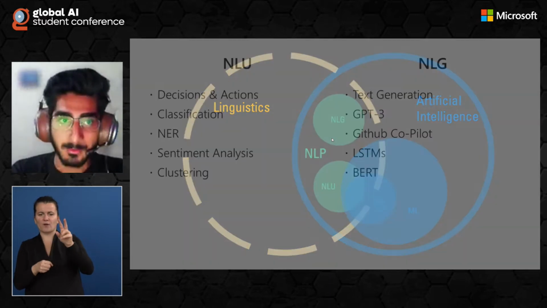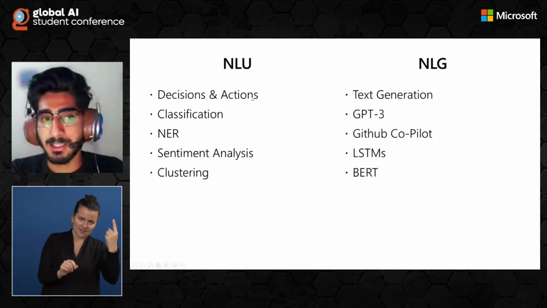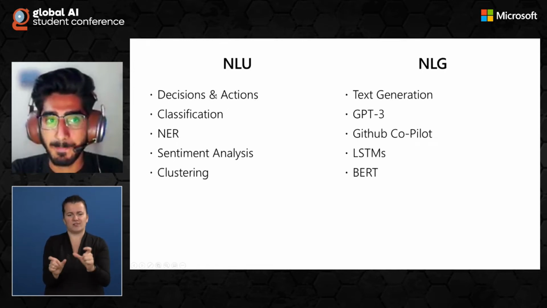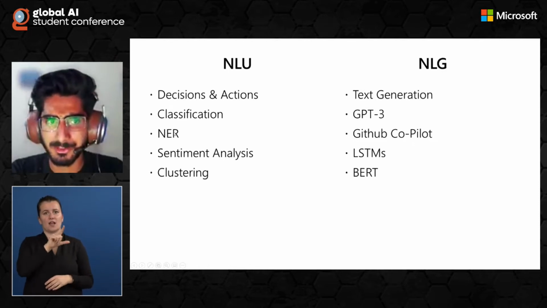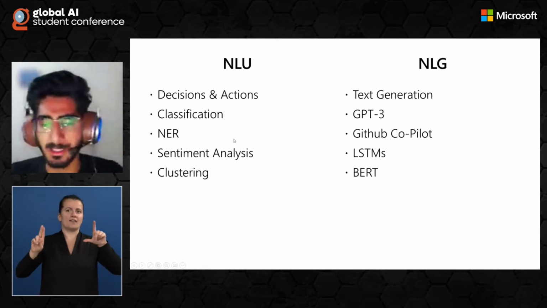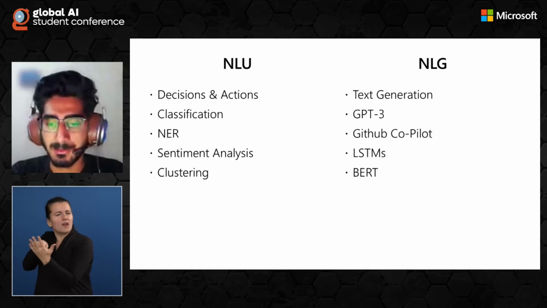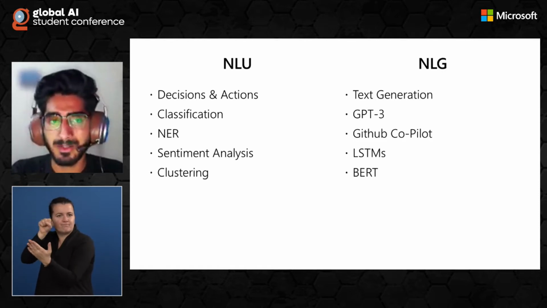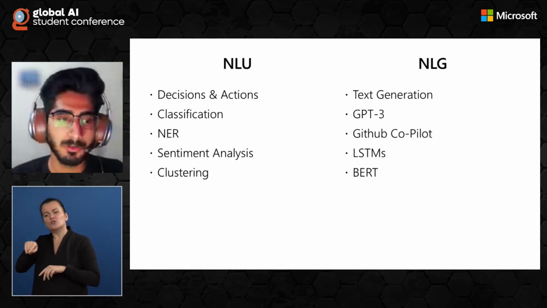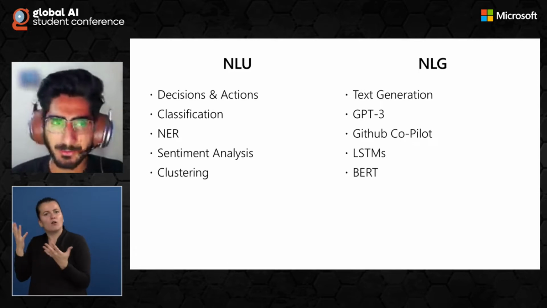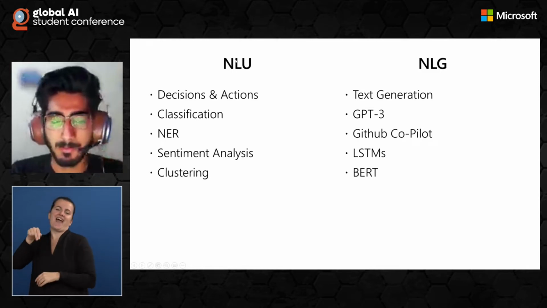So yeah, moving forward, this is the difference between NLU and NLG. In NLU, you're usually dealing with decisions and actions. You're also dealing with classification, NER, sentiment analysis, and clustering. Like, you're trying to understand what the text means. Let's say I am saying, I'm not feeling well today. What does this text mean? What category does it belong to? Does it belong to a happy category or a sad category, those sort of things. This comes under the NLU domain.